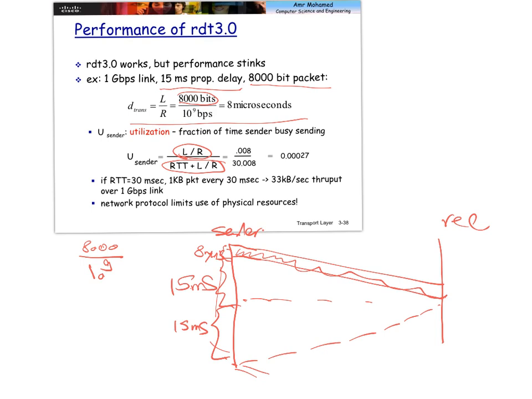Okay? So how long did we have to wait? 30 milliseconds plus 8 microseconds. How much did we use the channel for? Only 8 microseconds. So the utilization here is very, very small. It's 0.027%. Did we use the 8 milliseconds or the 0.027%? We used the channel for 8 microseconds, which corresponds to what utilization?